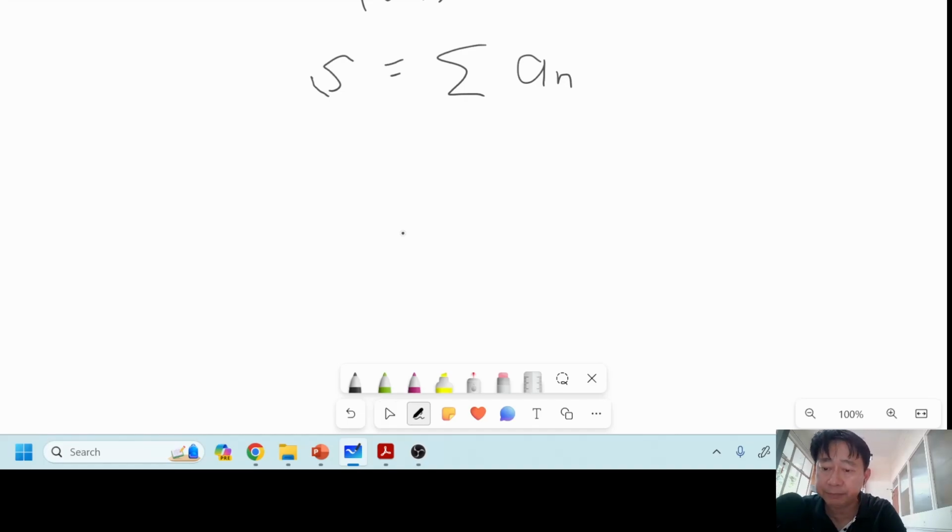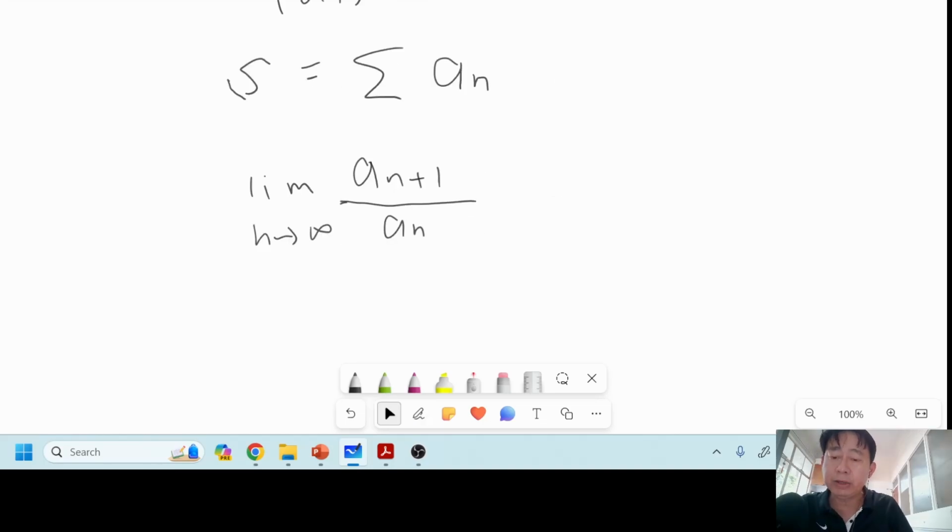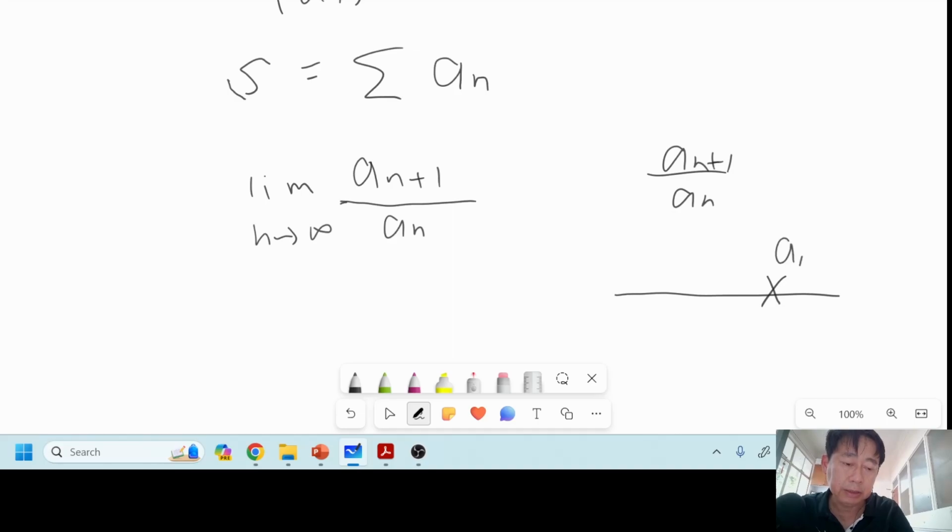It's actually very easy. First of all, you form the ratio of a_(n+1) over a_n, and then you take the limit of index n to infinity. What can you say about the ratio of a_(n+1) over a_n? It is the ratio of the next term in the series and the term a_n before it.